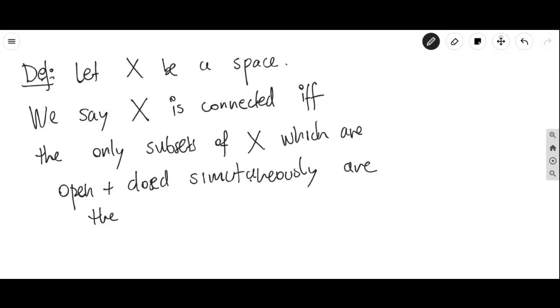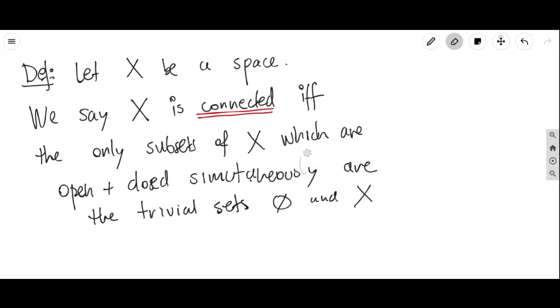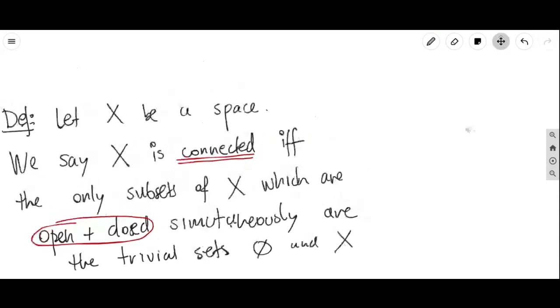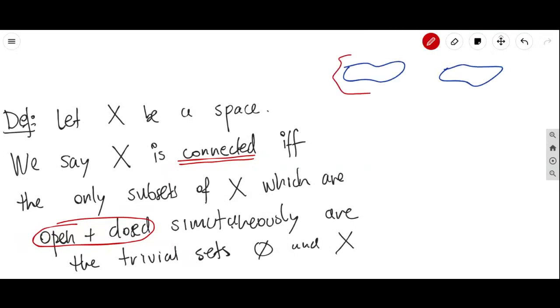are the trivial sets. So the empty set is open and closed, and the entire space is open and closed. If those are the only sets that have that property, then the space is connected. So the only subsets which are both open and closed simultaneously are the trivial sets. Again, the reason why this works is that if a space is not connected, so if you have two pieces, then you can enclose this one off in an open set, and enclose this one off in an open set.